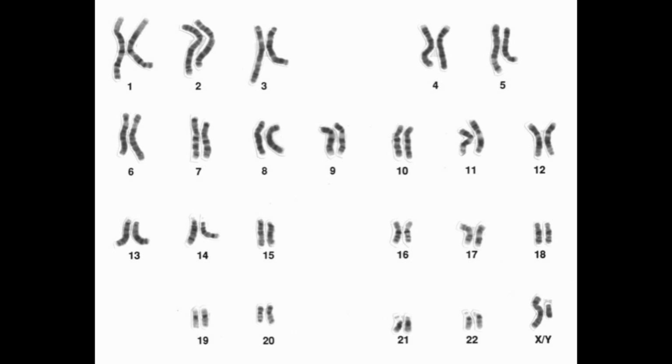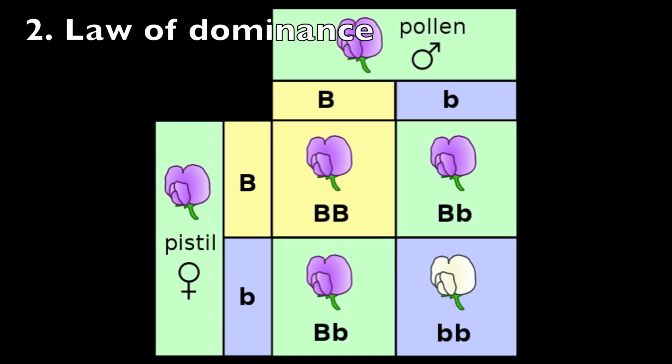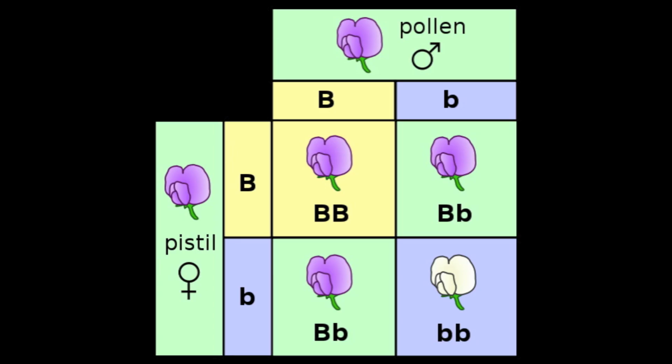This image displays the human karyotype, or complete set of chromosomes, which contain all the genes in the human body. The second, the law of dominance, states that one gene can mask another, as illustrated by the inheritance of flower color in this Punnett square. Take a moment to study this diagram.